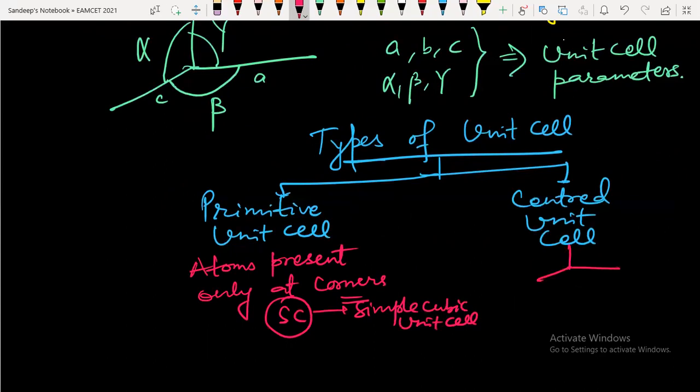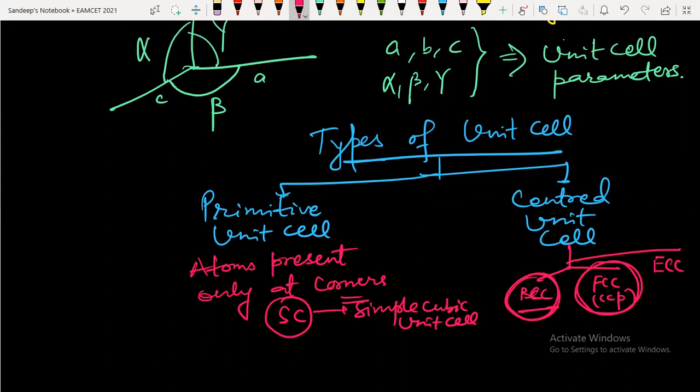Centered unit cells are further of three types. One is called BCC, another is called FCC, also called CCP, and the last is ECC. BCC is body centered cubic unit cell. FCC is face centered cubic unit cell or cubic close pack. ECC is end centered cubic unit cell.